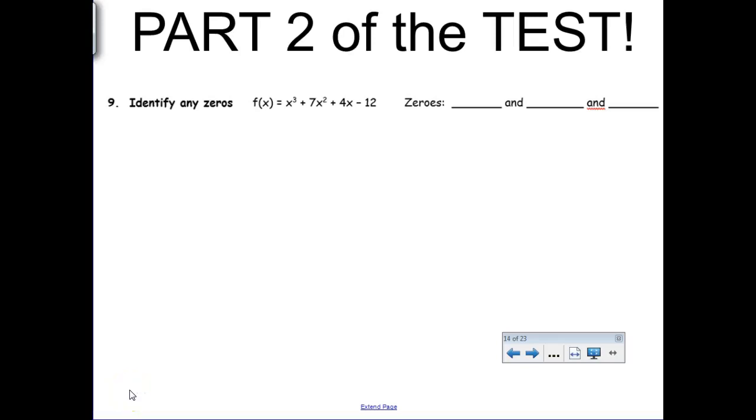Alright, this is our review for the last part of your post-test. It's on the review packet. We're actually going to go back to number 9, even though we've kind of moved ahead to number 15 already, because this question actually shows up on the second part of the test.